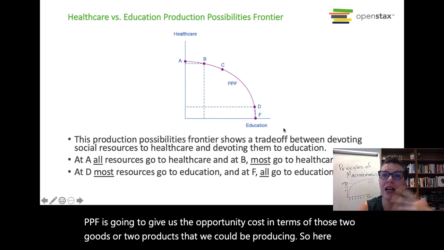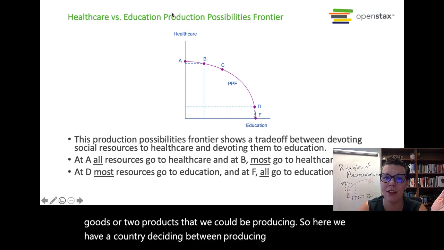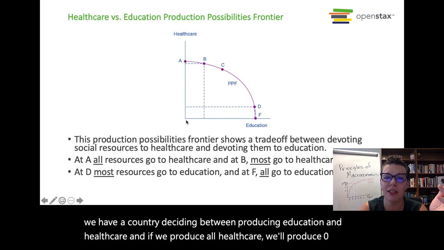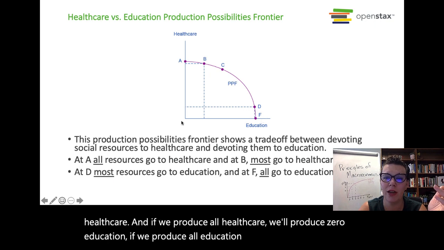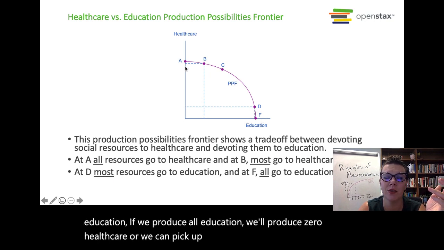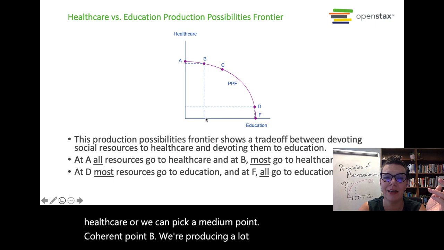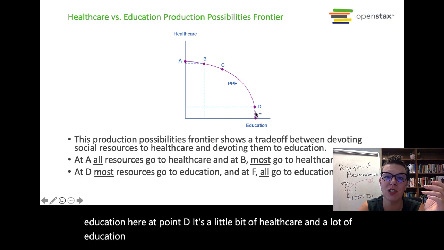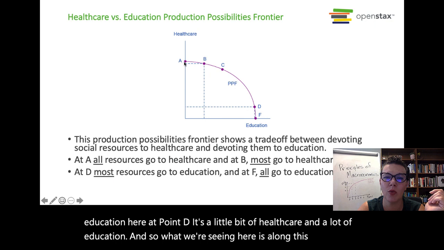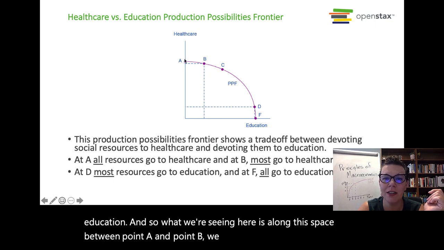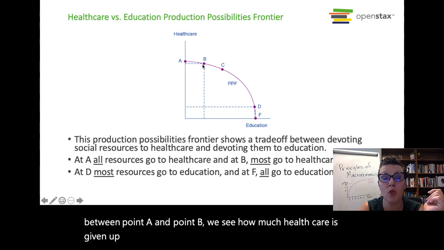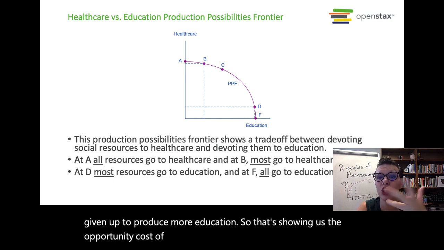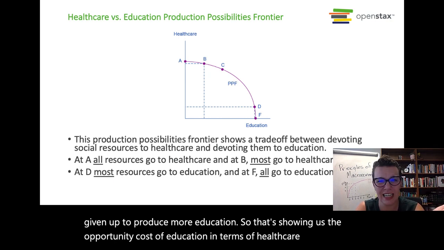So here we have a country deciding between producing education and healthcare. If we produce all healthcare, we'll produce zero education. If we produce all education, we'll produce zero healthcare. Or we can pick a median point. So here at point B, we're producing a lot of healthcare and a little education. Here at point D, it's a little bit of healthcare and a lot of education. And so what we're seeing here is along this space between point A and point B, we see how much healthcare is given up to produce more education. So that's showing us the opportunity cost of education in terms of healthcare. Does that kind of make sense?